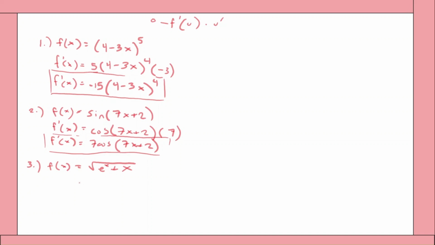Well, what we have to do is rewrite this root in a form that will make more sense. We want to rewrite this as f of x equals e to the x plus x, to the 1/2 power, because as we know, that is the same thing. Now we can take the derivative using the chain rule.